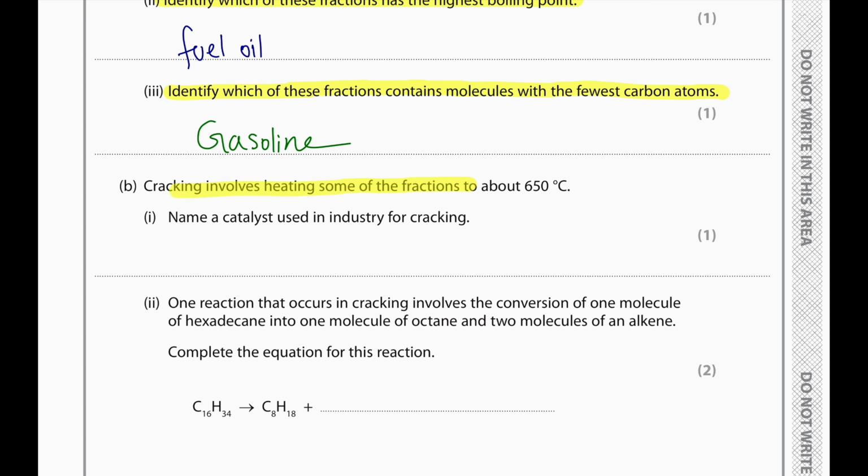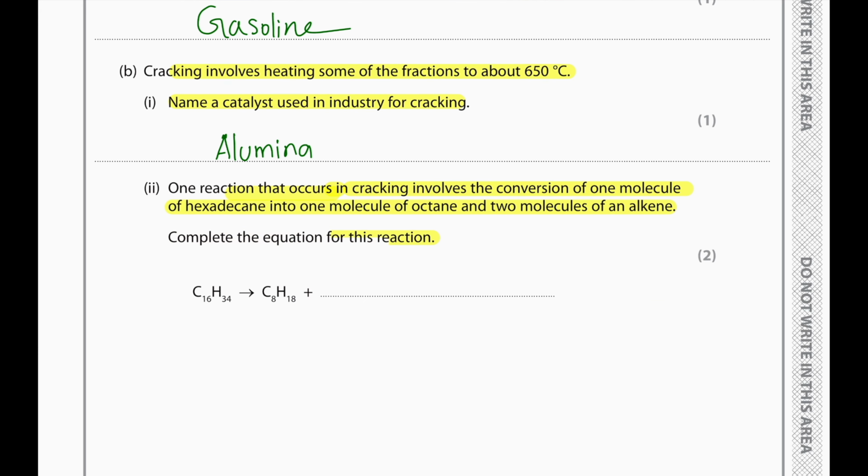Cracking involves heating some of the fractions to above 650 degrees Celsius. Name a catalyst used in industry for cracking. So in industry, aluminium oxide is used, which is commonly known as alumina. One reaction that occurs in cracking involves the conversion of one molecule of hexadecane into one molecule of octane and two molecules of an alkane. Complete the equation for this reaction.